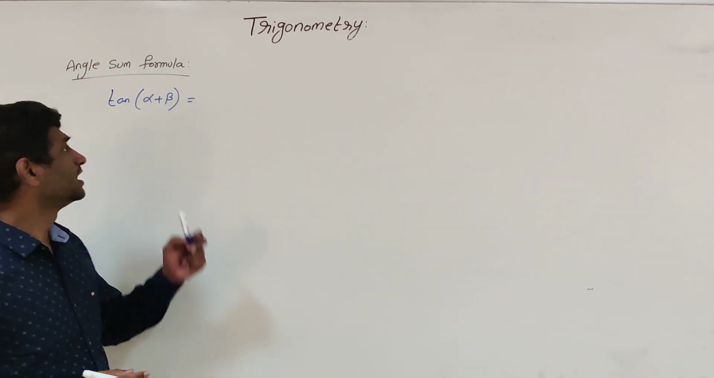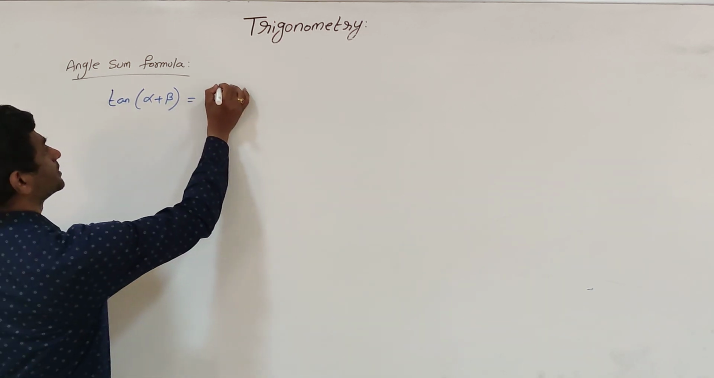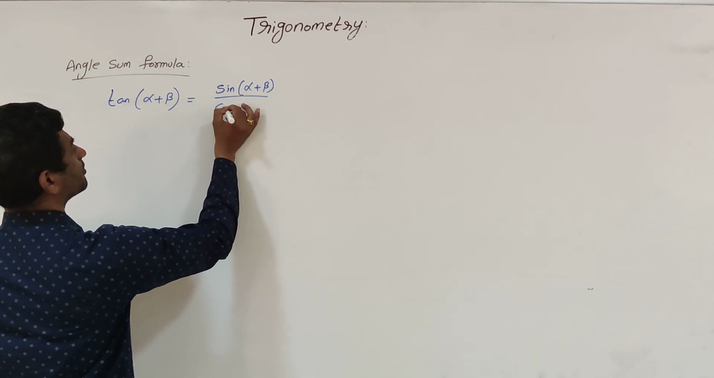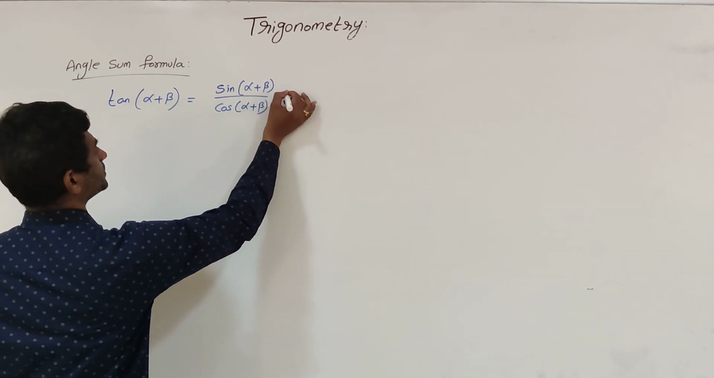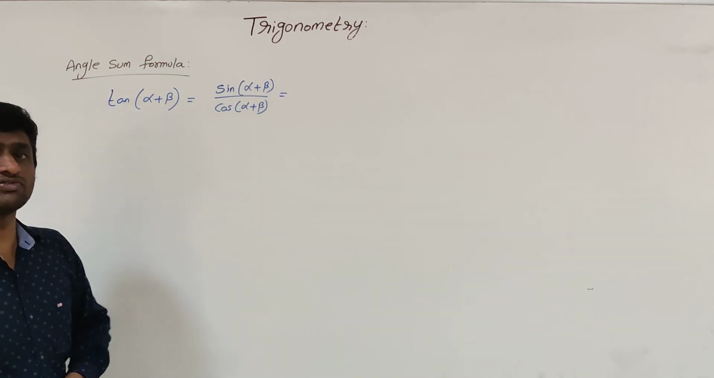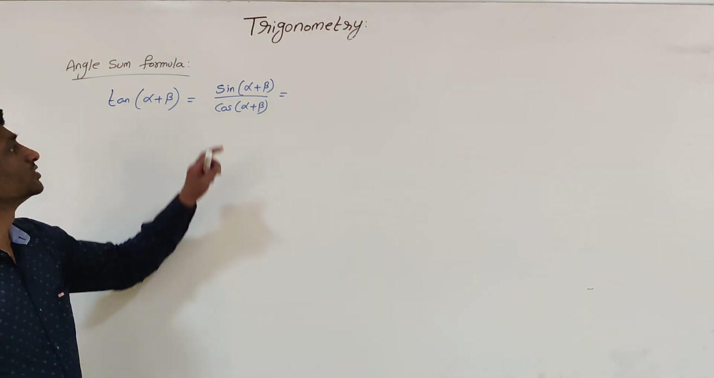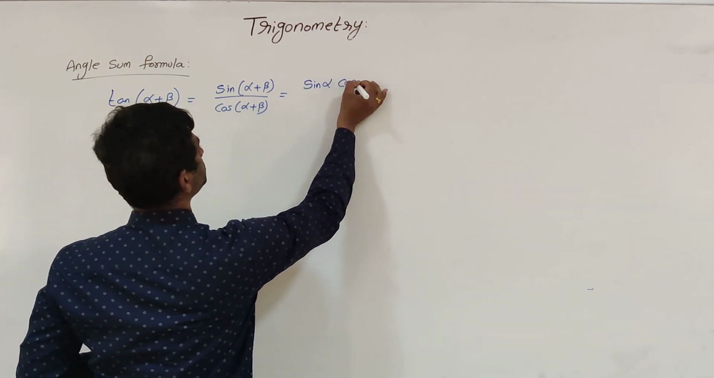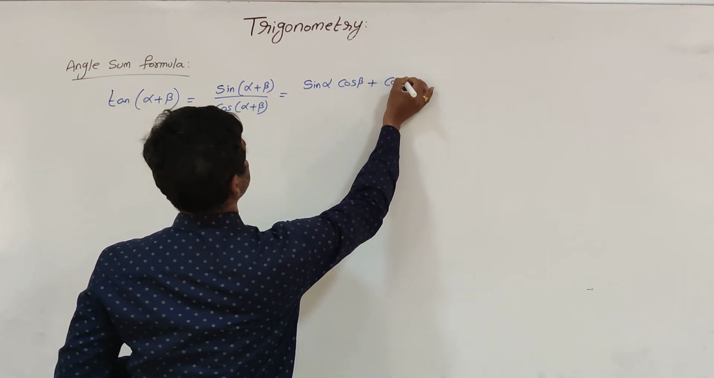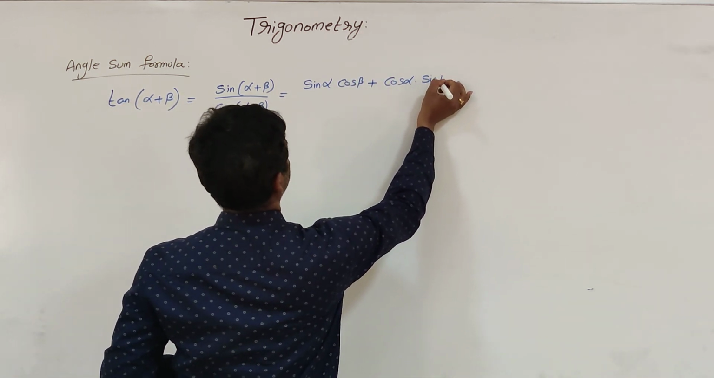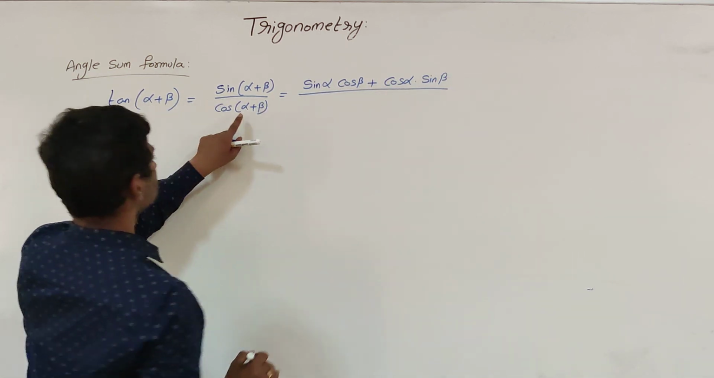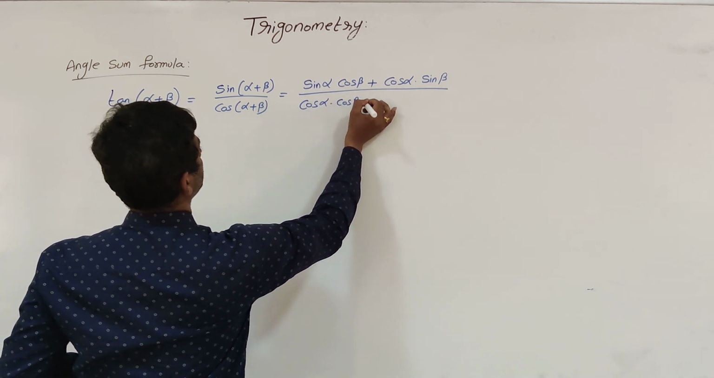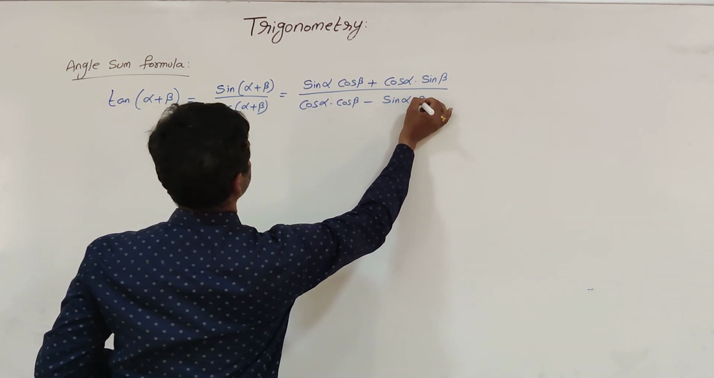In the same way, tan of alpha plus beta can be written as sin of alpha plus beta by cos of alpha plus beta. And just now we have seen the expansion of sin of alpha plus beta as well as cos of alpha plus beta. So sin of alpha plus beta is sin alpha cos beta plus cos alpha into sin beta, by cos of alpha plus beta, which is cos alpha into cos beta minus sin alpha into sin beta.